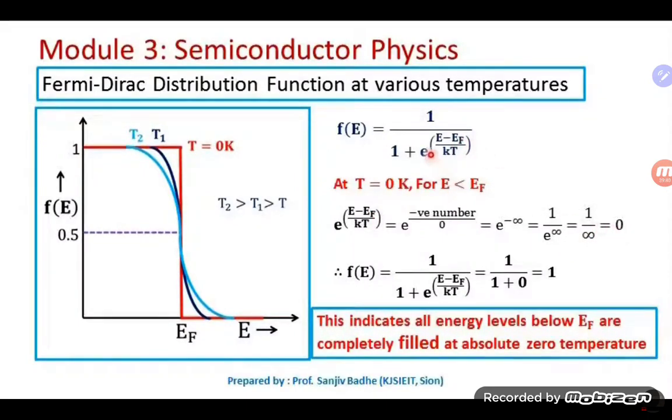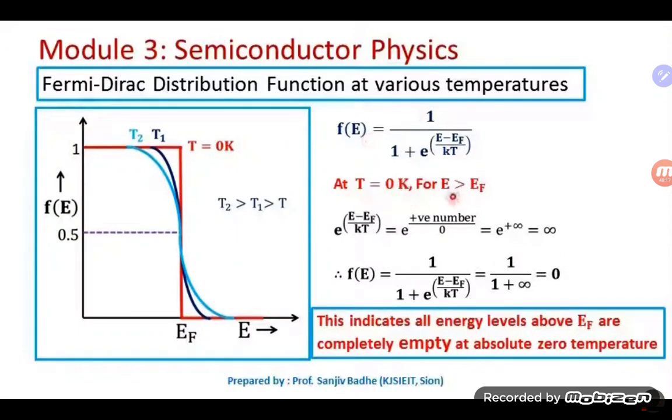So if we put 0 for e raised to E minus EF by KT, then the probability of occupancy can be written as 1 upon 1 plus 0, that is 1. So for all energy levels E less than EF at 0 degrees Kelvin, the probability of occupancy is 1. That indicates all the energy levels below the Fermi energy level are completely filled at absolute zero temperature.